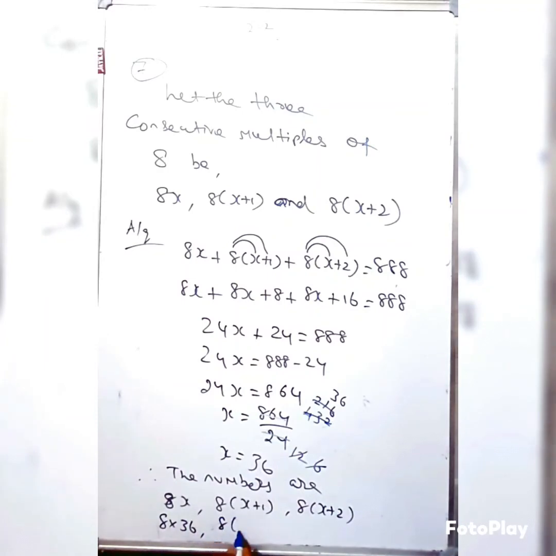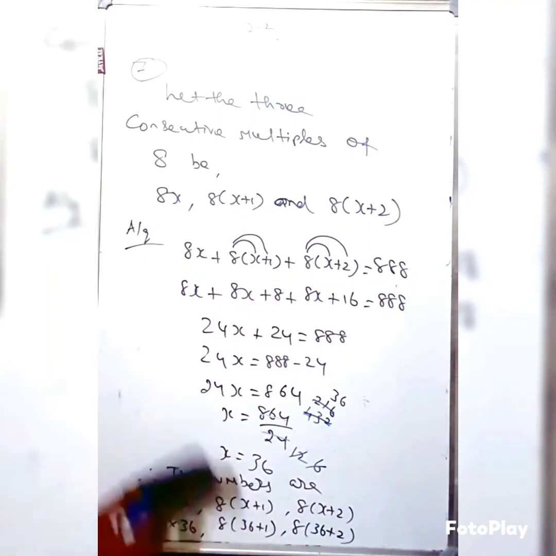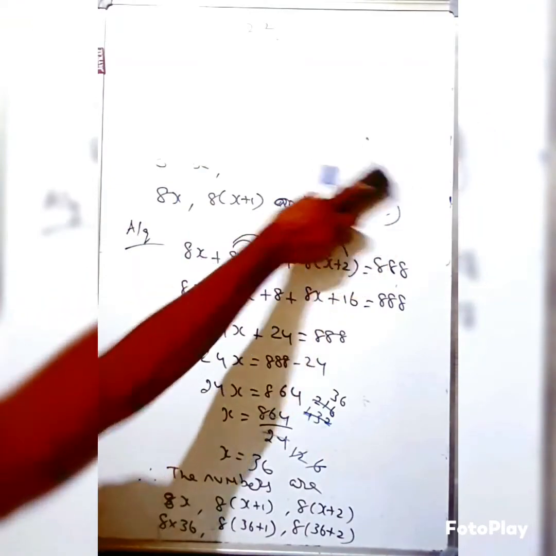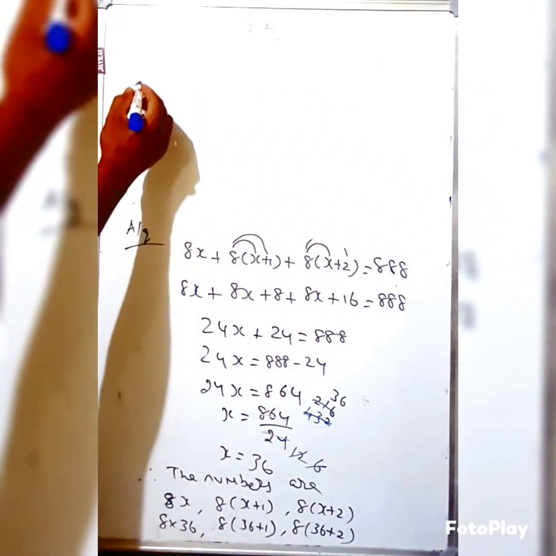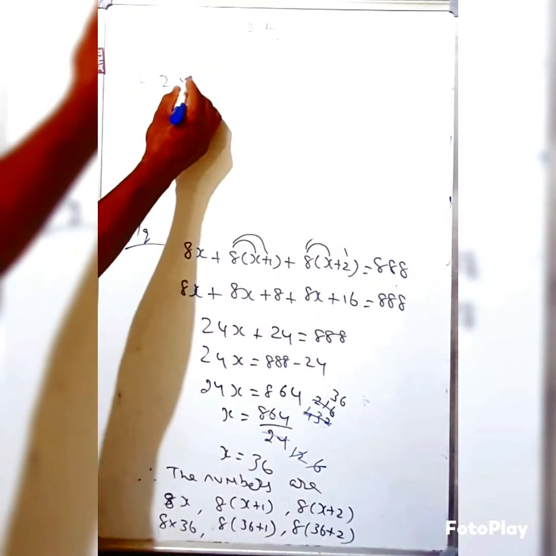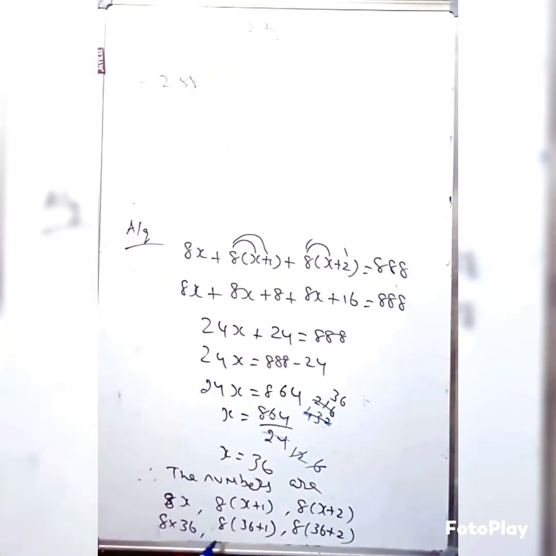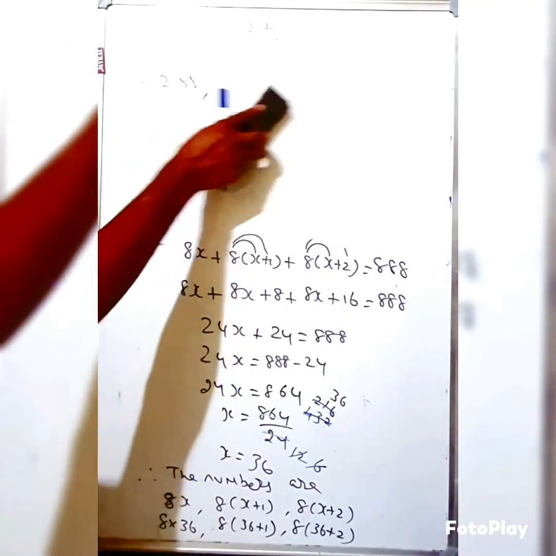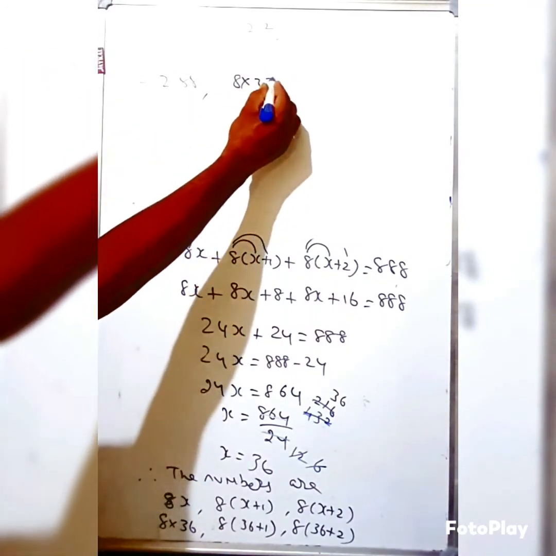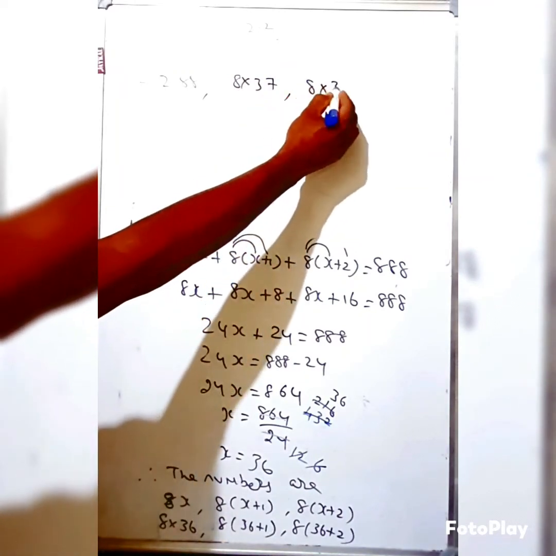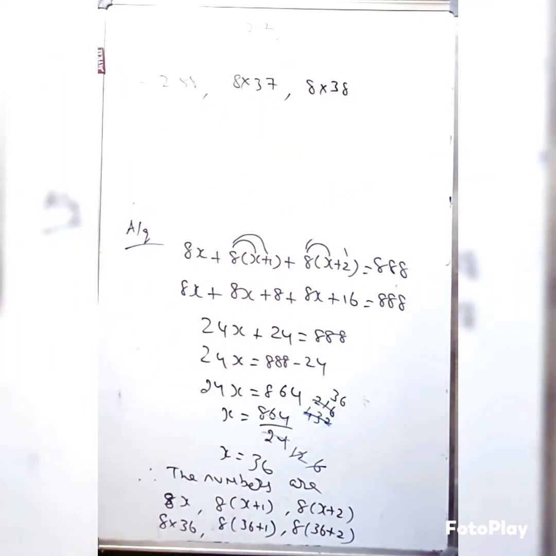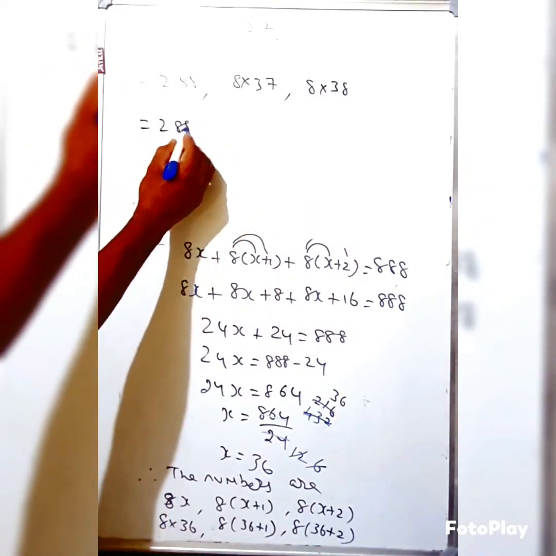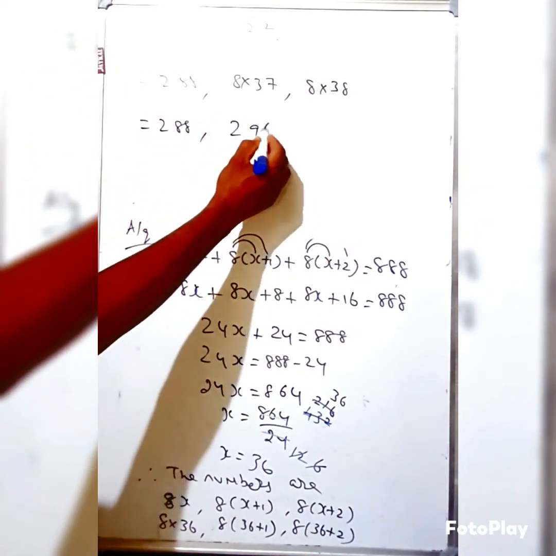So therefore the numbers are 8x, 8 into x plus 1, 8 into x plus 2. That means 8 into 36, 8 into 36 plus 1, 8 into 36 plus 2. Okay, so we'll multiply now. 8 into 36 will be how much? 288.